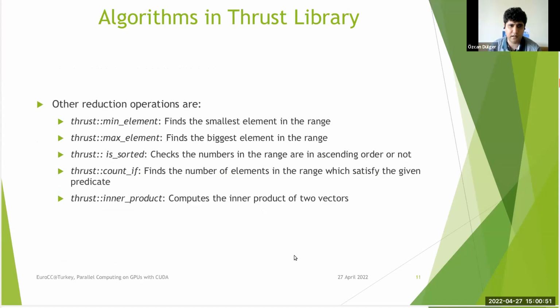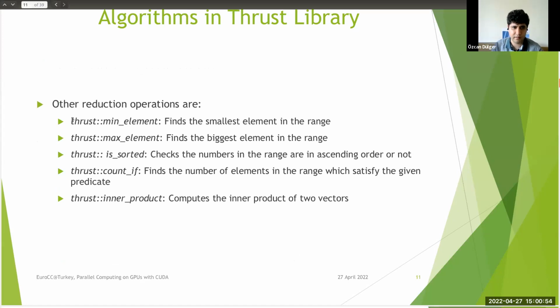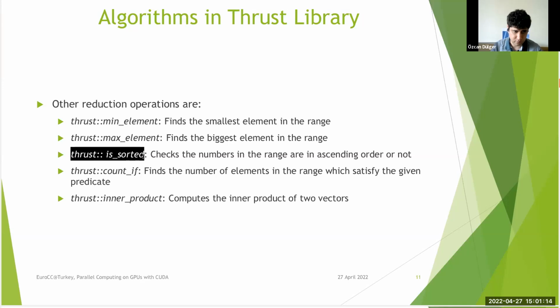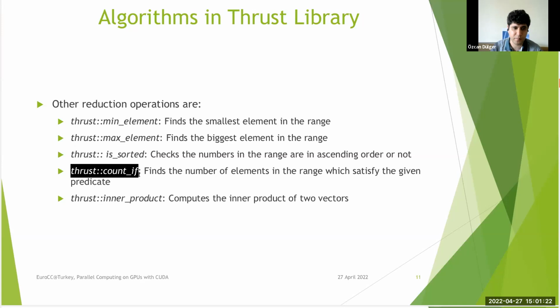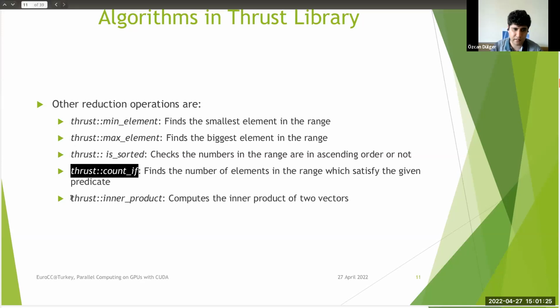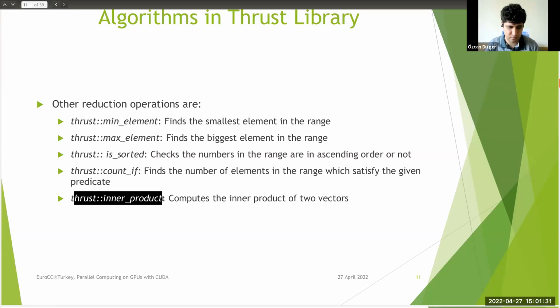Other reduction algorithms are here: finding the minimum, the smallest element in the range, and finding the maximum element in the range. The is_sorted operation checks whether the numbers in the range are in ascending order or not. Count_if finds the number of elements in the range which satisfy the given predicate. And inner_product computes the inner product of two vectors.